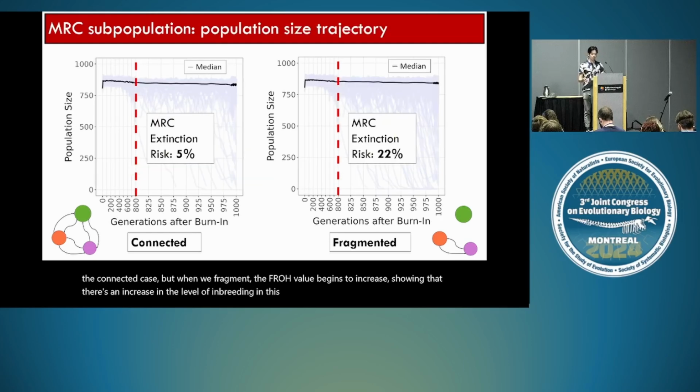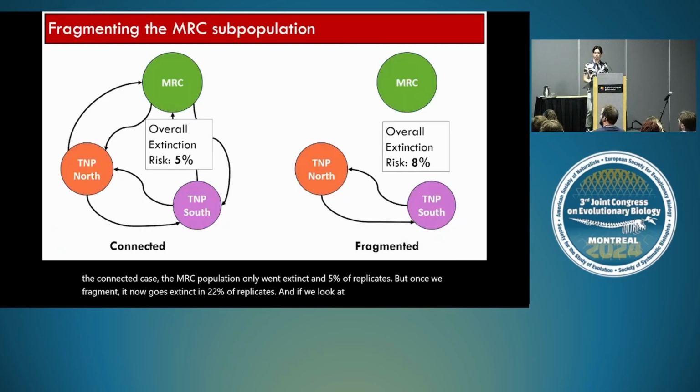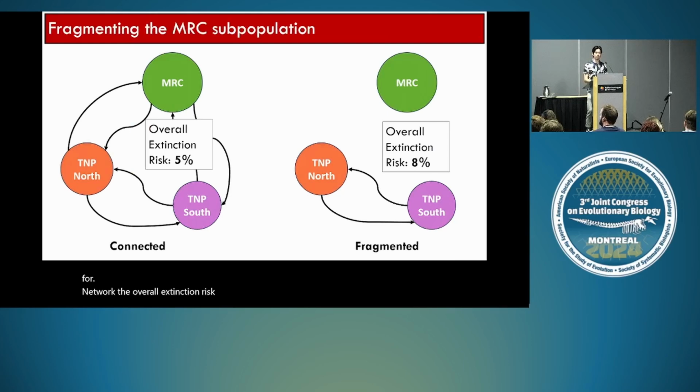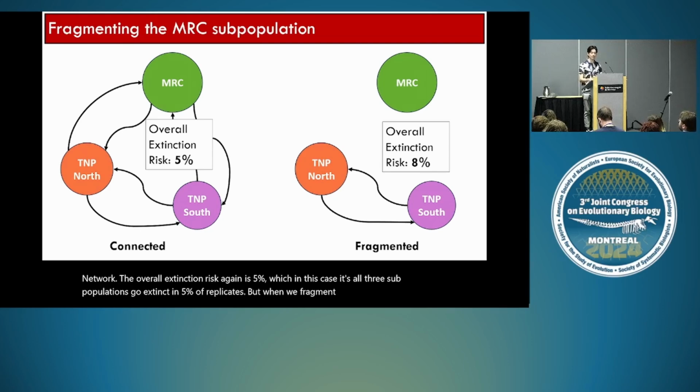And lastly, I want to show the population size trajectory. There are many, many lines here, but the takeaway is that in the connected case, that MRC population only went extinct in 5% of replicates. But once we fragment it, it now goes extinct in 22% of replicates. If we look at the overall extinction risk for this entire network, the overall extinction risk, again, is 5%, which in this case means all 3 subpopulations go extinct in 5% of replicates. But when we fragment MRC, the entire ecosystem goes extinct in 8% of replicates.